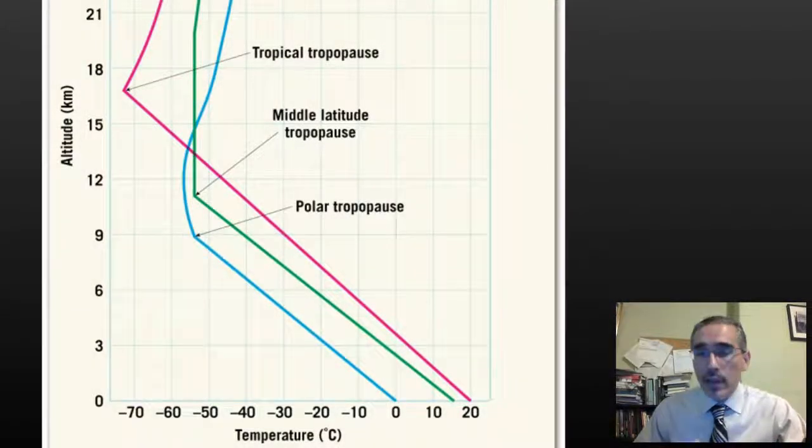Looking at the other lines, you can see how temperature declines at different rates depending on where you are. And more importantly, in this case, you can see how the tropopause occurs at different altitudes: higher in the tropical latitudes where the troposphere is thicker, and lower in the polar latitudes where the troposphere is thinner.